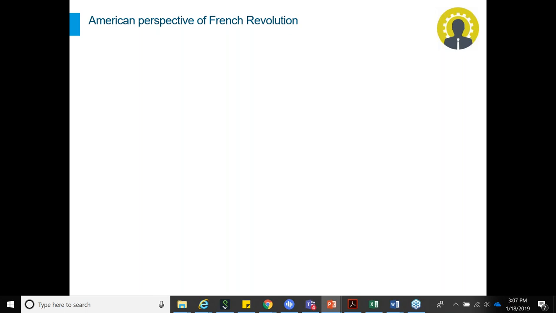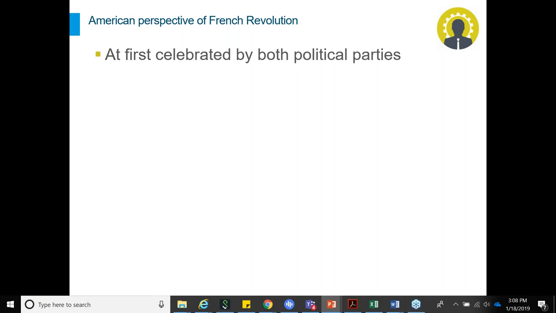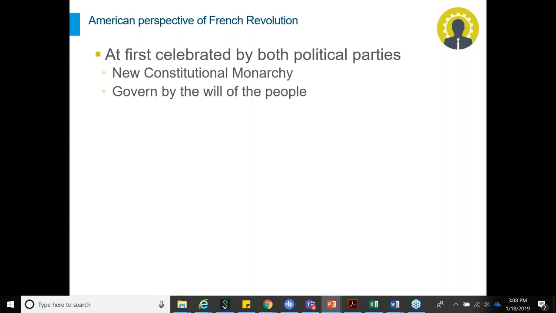And when France had its own revolution, its own revolt against the tyranny of a monarch, of the king, we also celebrated them. It was a bipartisan celebration: between the Federalists and the Democratic Republicans, we see both political parties celebrating the idea that there was a new constitutional monarch. There was a new government that was going to govern by the will of the people, that a new legislature was taking over. The king, Louis XVI, was going to have far less power.